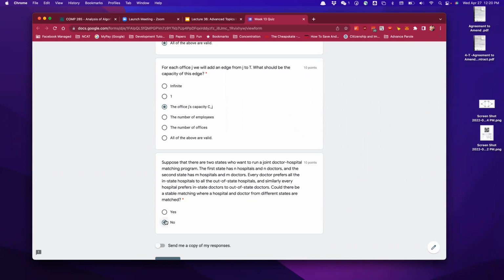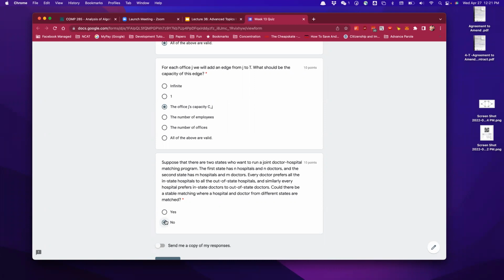It says that all the in-state doctors or in-state hospitals, right? Basically, even if they're connected to the out-of-state, it would have to be very high priority, I guess. Yeah, very high preference. Yeah. So you have the right idea.